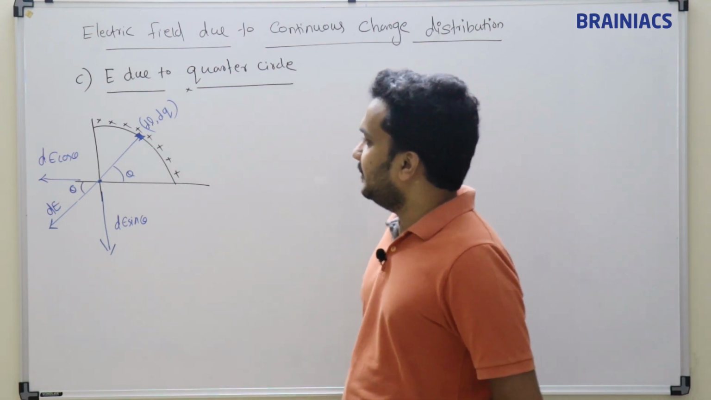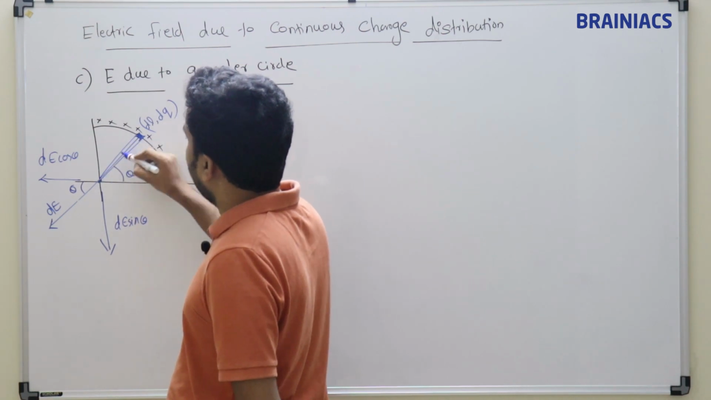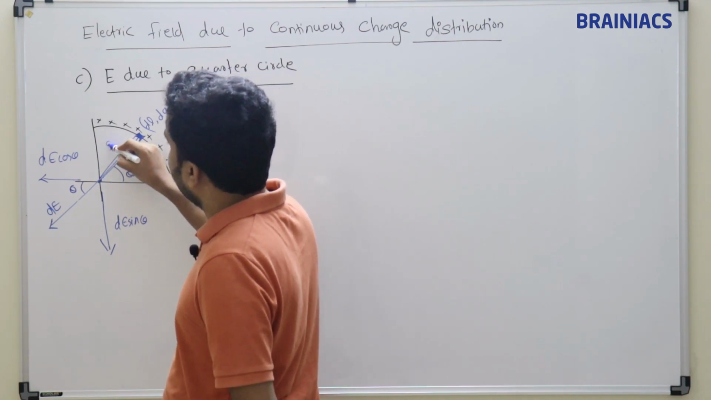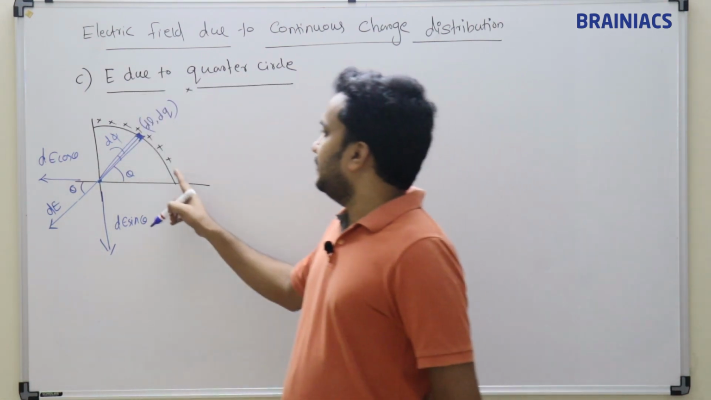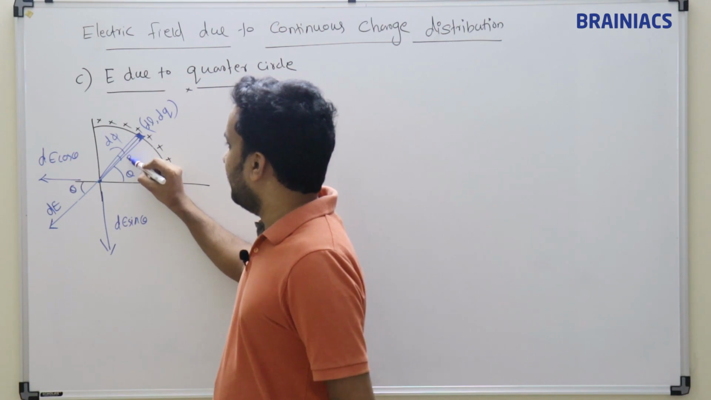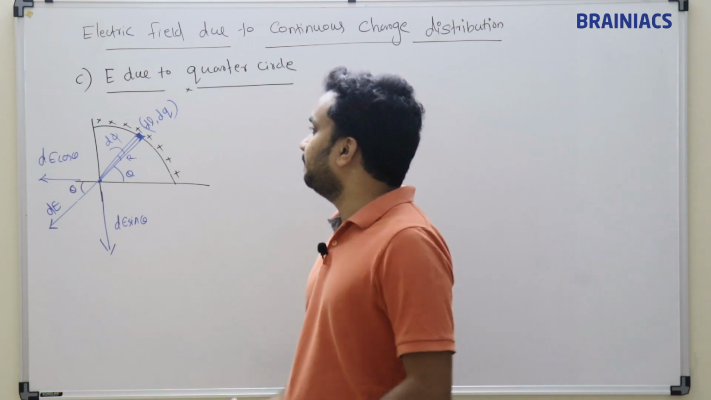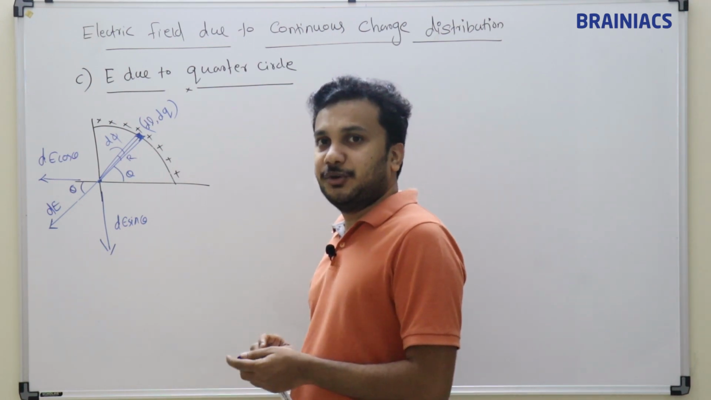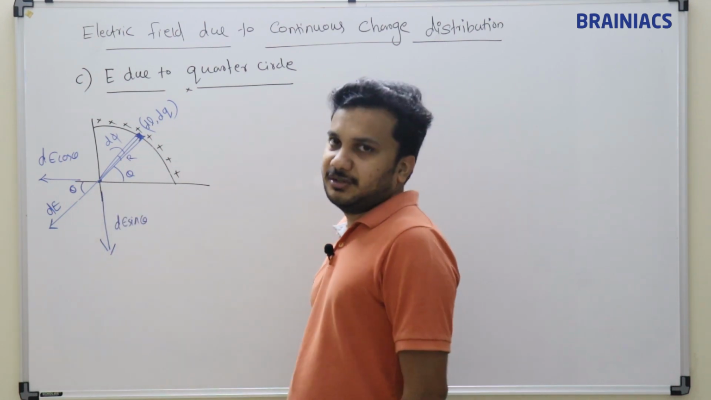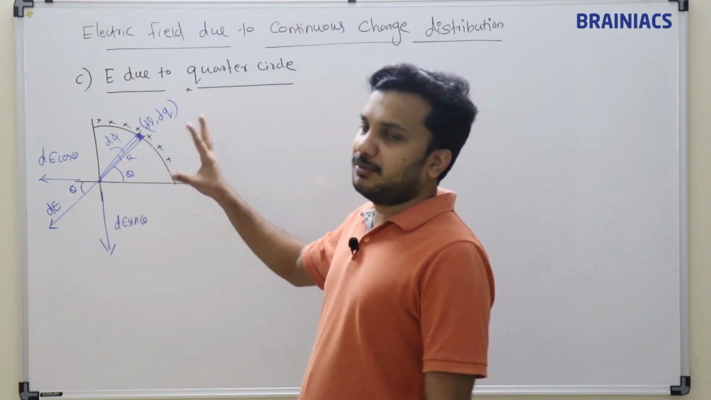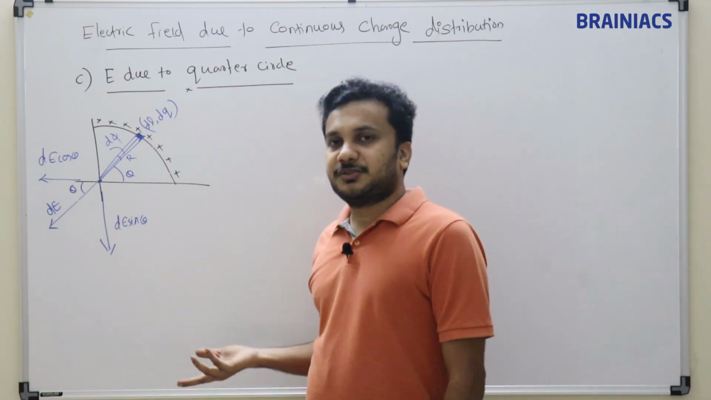Okay, and this is a small current element. The angle subtended by this current element is considered as d phi, and the radius is r, small letter r or capital R, whichever you prefer to mark. Now we are going to find the electric field due to a quarter circle. What is the electric field at this point? Whatever we did in the last session for the semicircle, the same thing applies here.